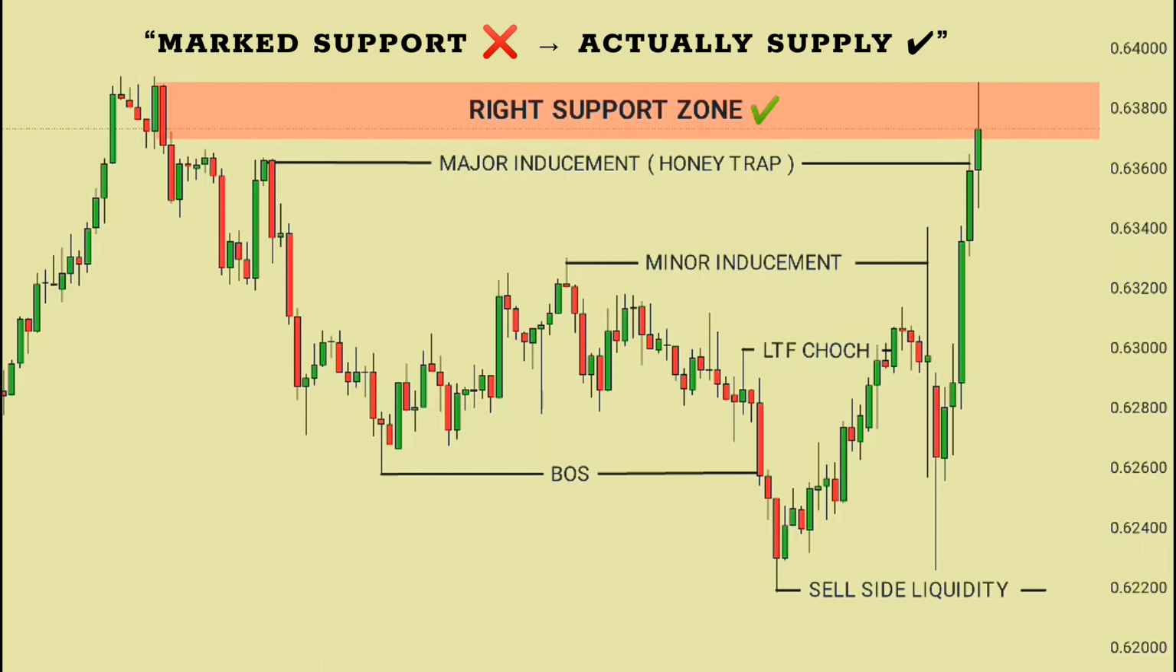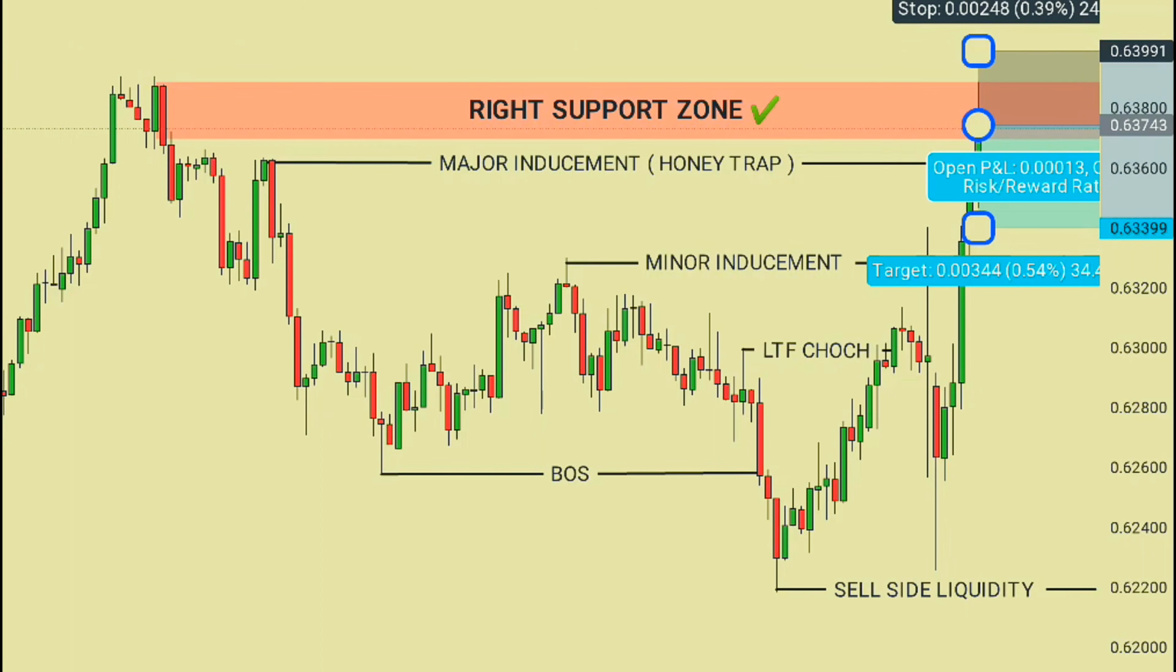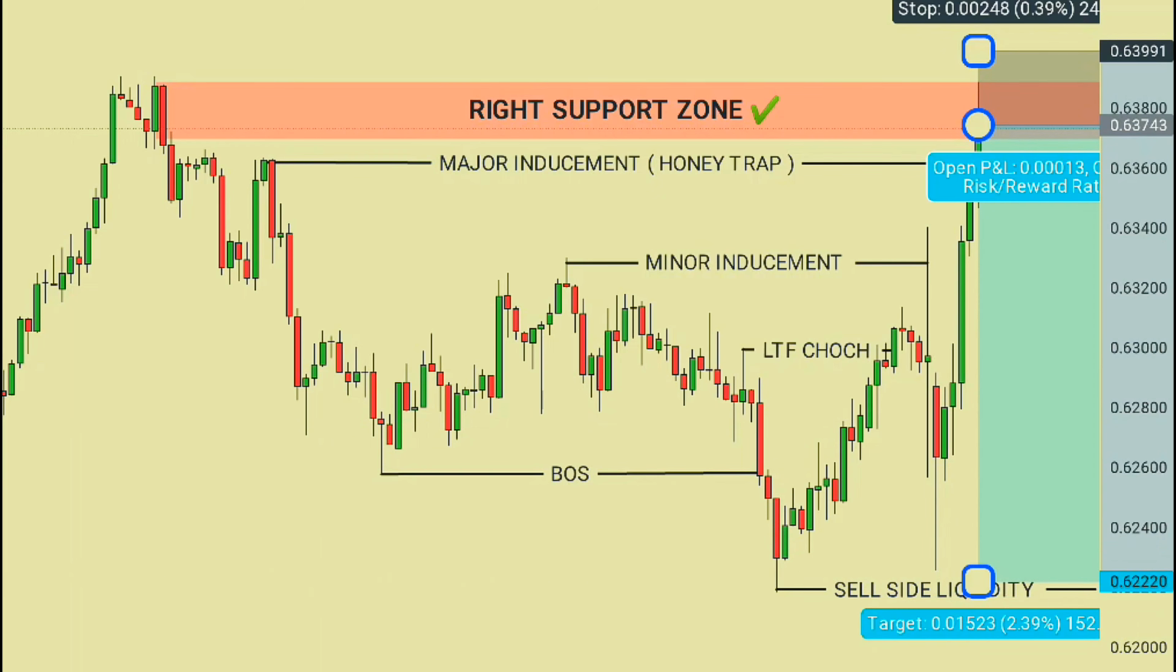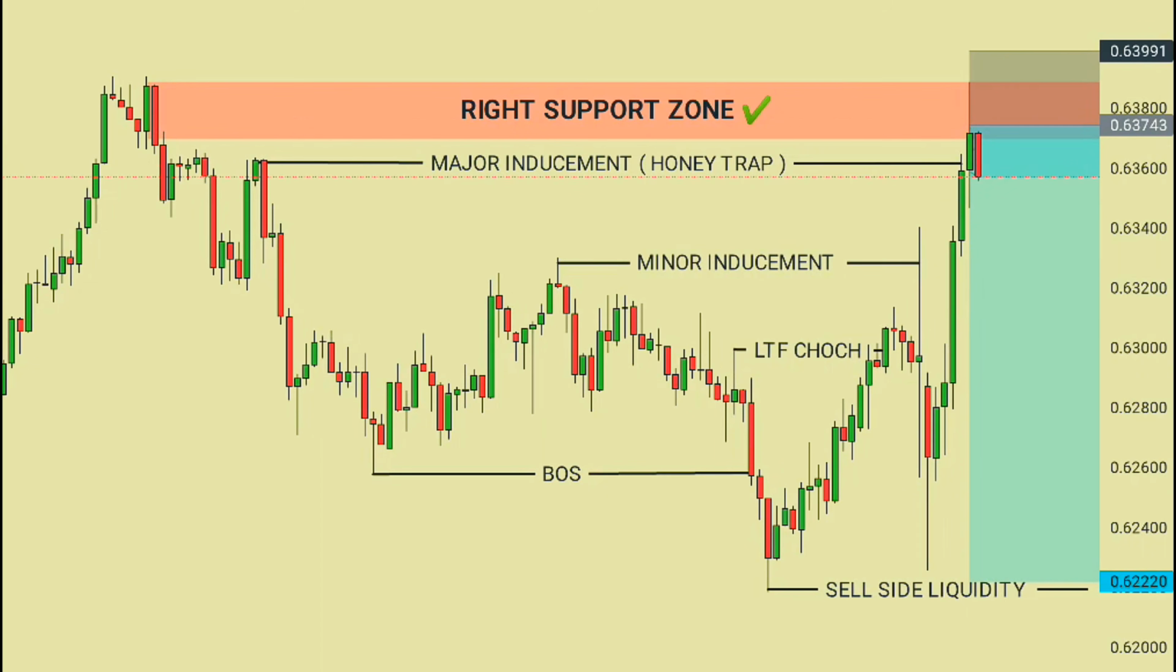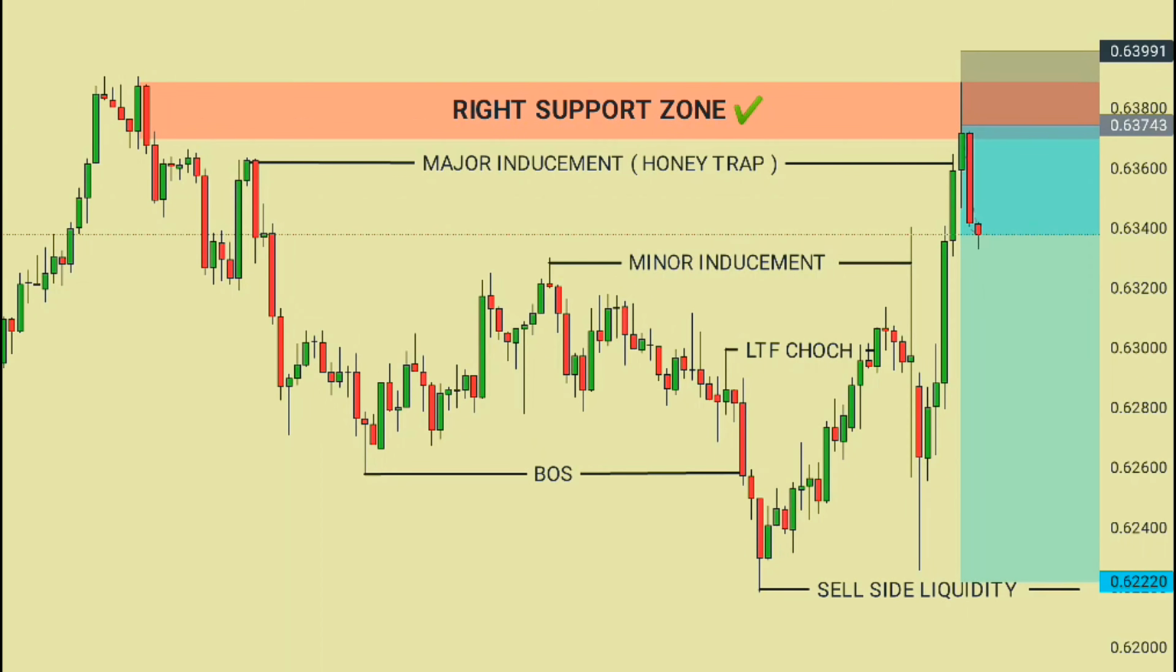So the real lesson from this chart is very simple. Not every supply zone is real. Sometimes the level that looks perfect is actually just inducement, designed to attract traders into the wrong position. And if you don't understand the difference between minor inducement and major inducement, it becomes very easy to fall into these honey traps. That's exactly why this trade failed first, and why the real move only happened from the true institutional supply zone.